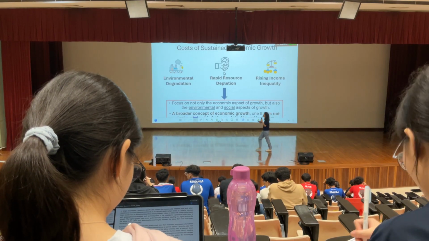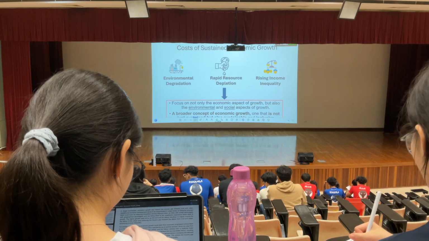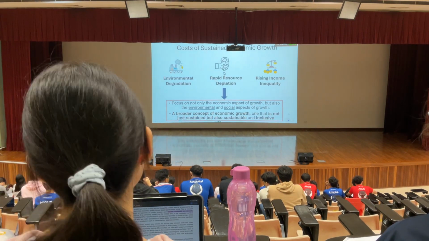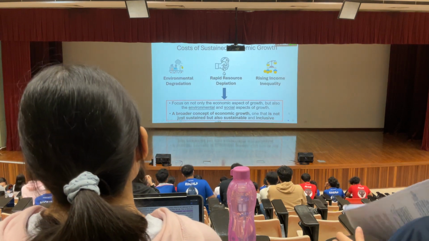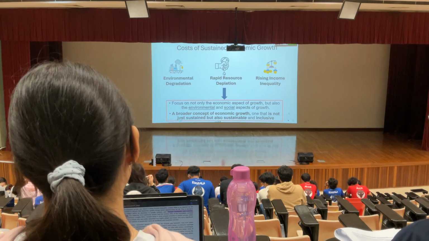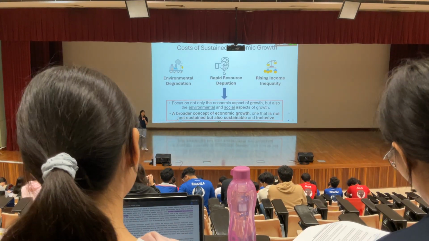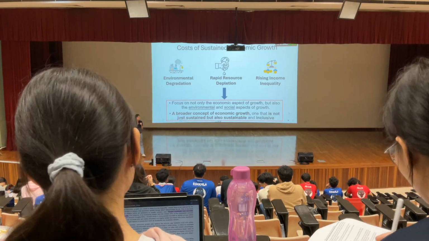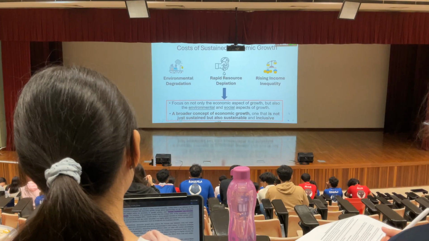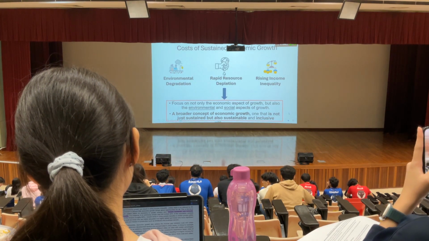You shouldn't just focus on growing the GDP in the country, because we also need to look at the environmental aspects of growth. We also need to look at the social aspects of growth. We cannot be so narrow-minded, just focusing on growing the economy, increasing GDP, producing more output. Like what we've gone through earlier, you will deplete your resources, you will pollute the environment, you will lead to a widening income gap. Eventually, your growth cannot be sustained. It's not good for future generations.